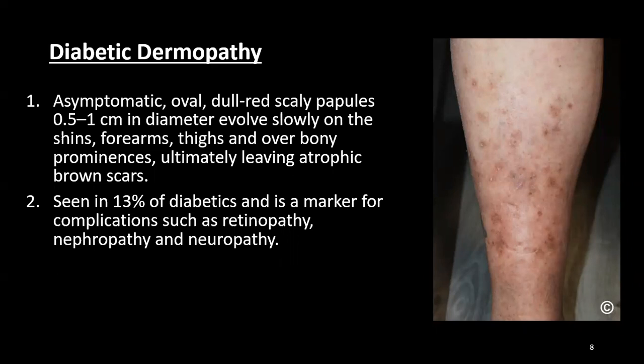This is seen in 13% of diabetics and is a marker for serious complications like retinopathy, neuropathy, and nephropathy. So if you find the lesions of diabetic dermopathy, the patient should be thoroughly investigated to find any initial problem in the kidneys, eyes, or CNS.